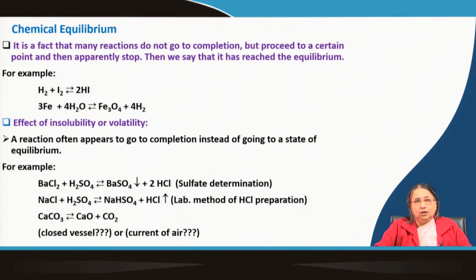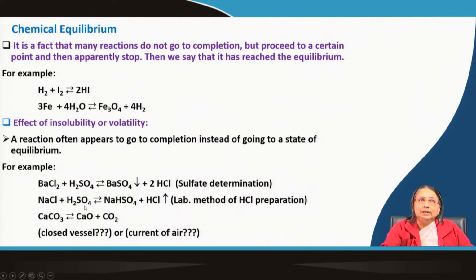You know that for any analytical method of determining or quantifying something, especially in quantifying, the reaction should be complete. Otherwise, if it is not complete, then our analytical method will be wrong. So, this method is used for sulphate determination, and this reaction should be complete when we use it for sulphate determination. Now, in the next reaction, what you see is actually the laboratory method of HCl preparation.